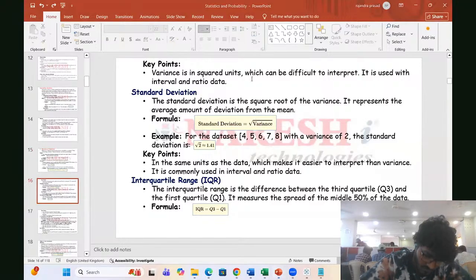Clear? See, someone is asking, sir, what does the range tell us about the data? Because of the variance, we get to see how much different the outliers are. Yes. So can you please explain when the variance is used in real time?